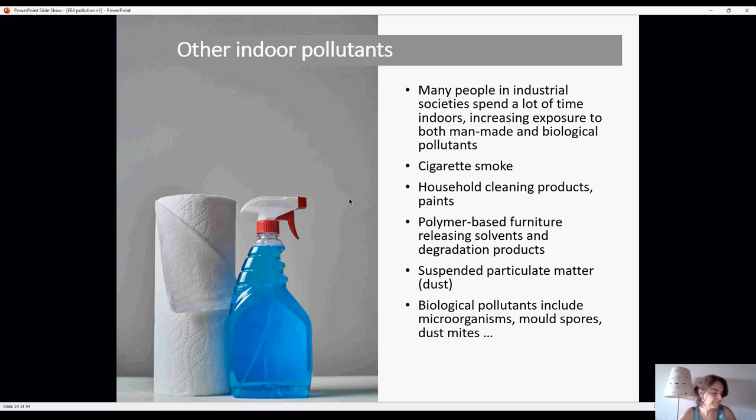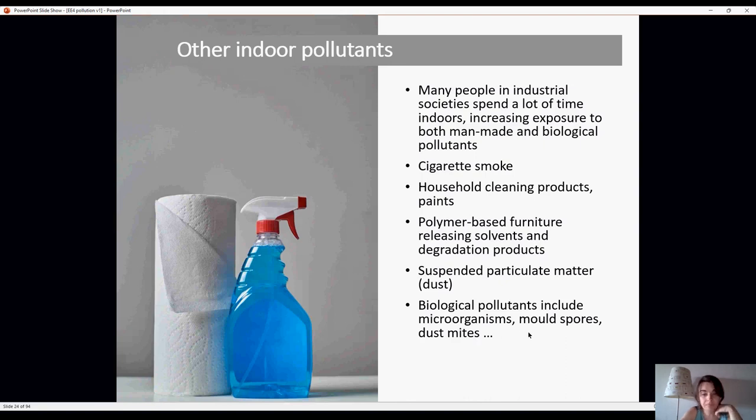Other indoor pollutants, which are definitely relevant to houses in Europe now. So we spend a lot of our time inside, particularly in the winter, and some of us smoke. Most of us clean. Sometimes we paint. Sometimes we have new furniture. Almost always there's dust around from somewhere. And sometimes we may have, well, actually we all have, to a greater or lesser extent, exposure to biological pollutants.